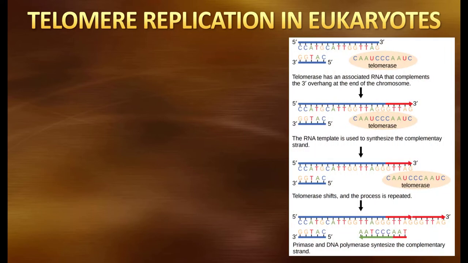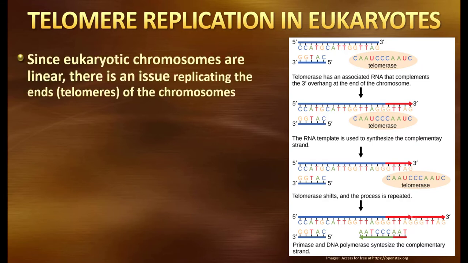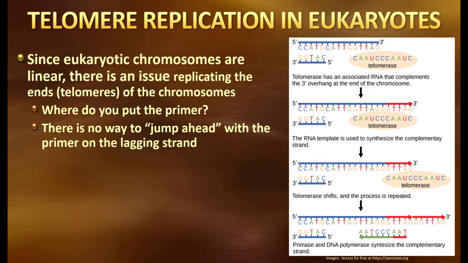Remember that when we go to replicate the lagging strand, we have to jump ahead, put in a primer, and build those pieces backwards. How do you jump ahead when you're at the end of the chromosome? There's nowhere to jump ahead to insert that primer. So we have an issue replicating the telomeres of these linear chromosomes in eukaryotic cells. Where do you put the primer? There's no way to jump ahead and put that primer in on that lagging strand.